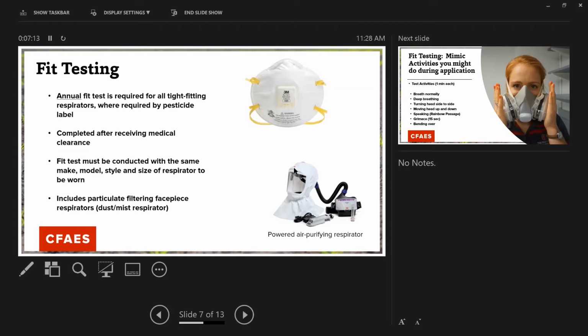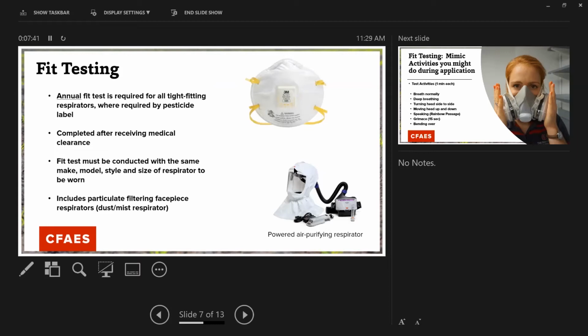Okay, so again, the fit testing must follow the medical clearance. You have to establish that they're medically able to wear the respirator before they do the fit test. Then the fit test must be conducted with the same make, model, and style of the respirator that the worker or handler is going to be wearing out in the field. Additionally, if they're going to be wearing different respirators for different purposes or different pesticides, they have to be fit tested for each respirator.